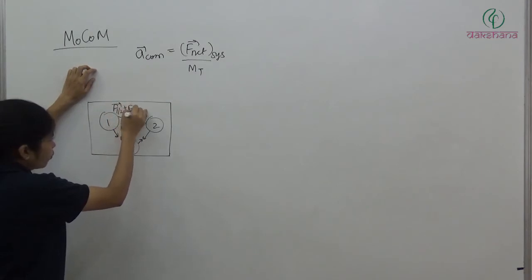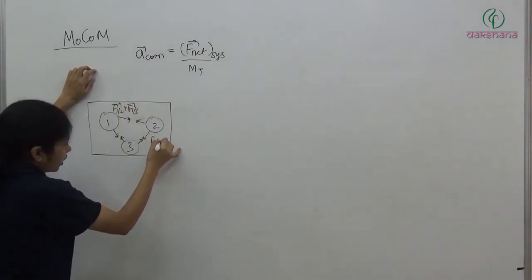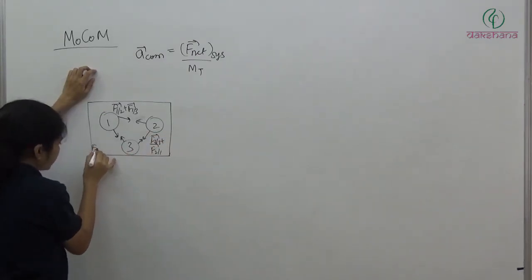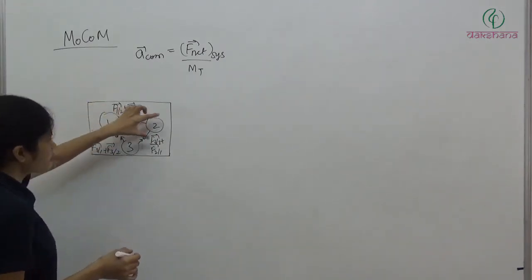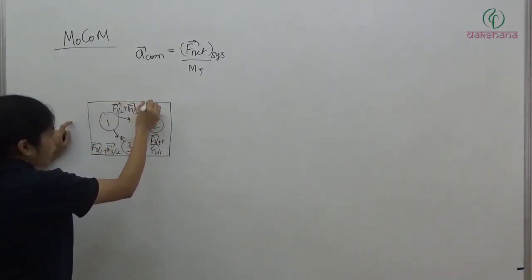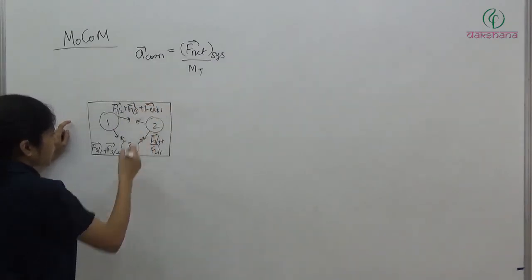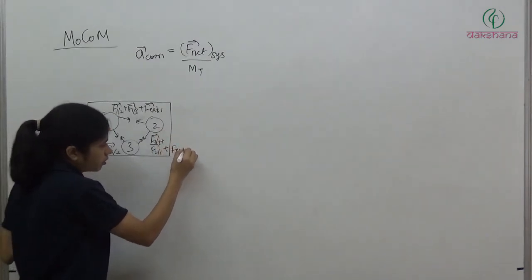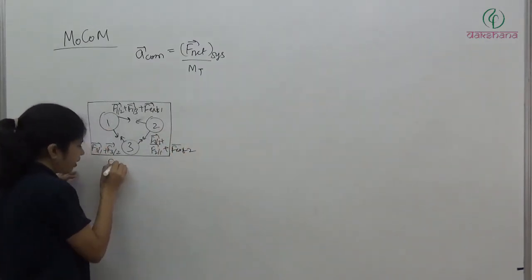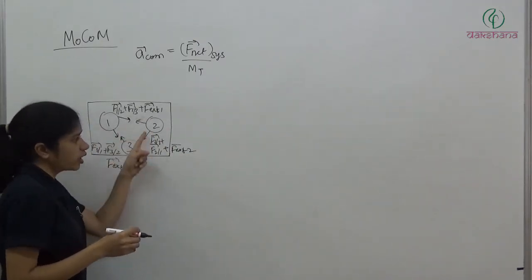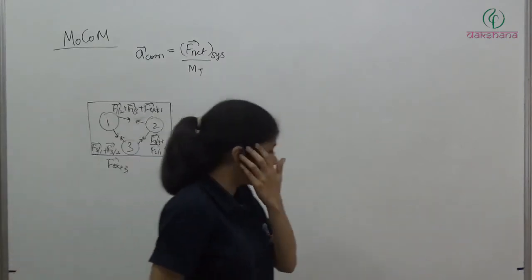F on 1 due to 2 plus F on 1 due to 3, F on 2 due to 3 plus F on 2 due to 1, F on 3 due to 1 plus F on 3 due to 2. These are the forces on 1, forces on 2, forces on 3. Now let's say we have a force acting externally on each particle, F external 1, F external 2, and F external 3. These external forces are not because of the interaction they have with each other, they are applied by an external agent.